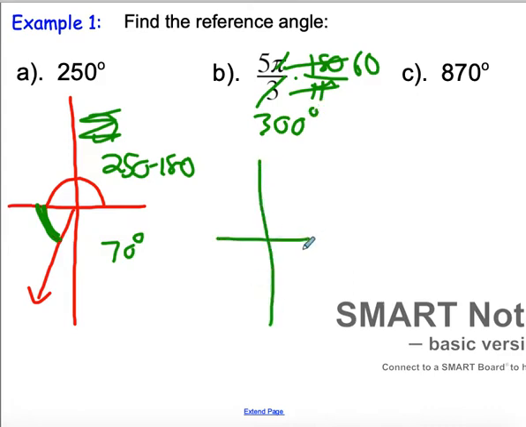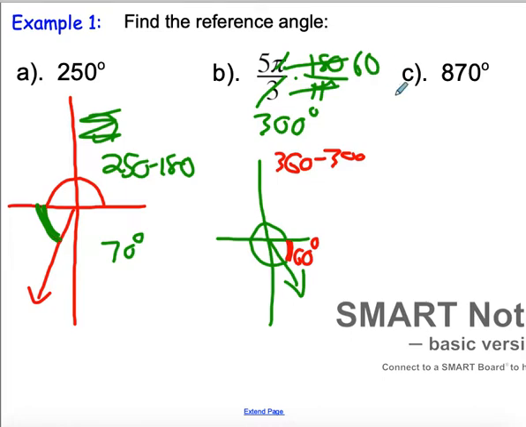So let's draw, let's see, 90, 180, 270, over 30 more. Your reference angle, the closest way to the x-axis, would be right here. So you do 360 minus 300. So your reference angle is a 60-degree angle.